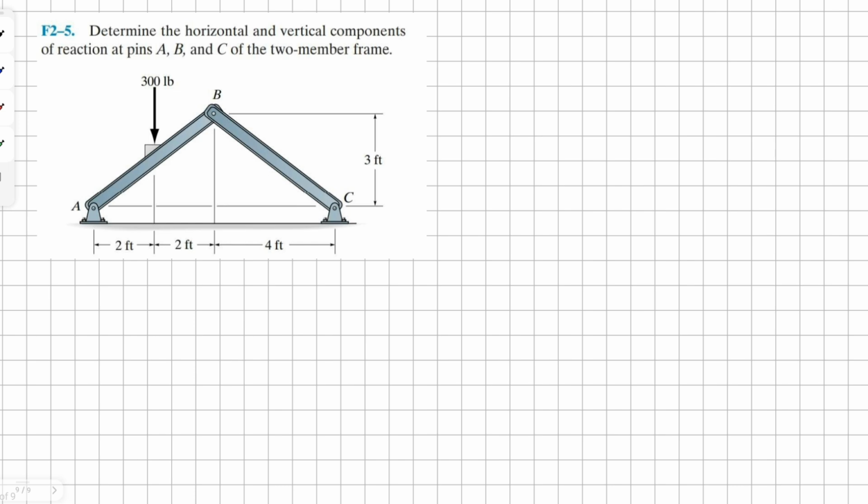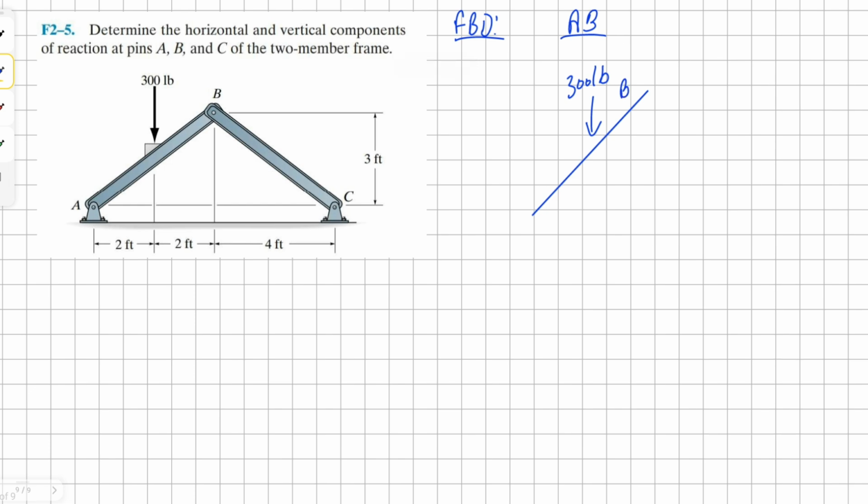For this problem, let's draw our free body diagram. Let's do it for member AB. We have a point load halfway through, 300 pounds. And because A is a pin connection, there's going to be both horizontal and vertical reactions. And for point B, we're going to have another force reaction, force BC, and we'll have horizontal and vertical reactions as well, which we'll solve for later on.